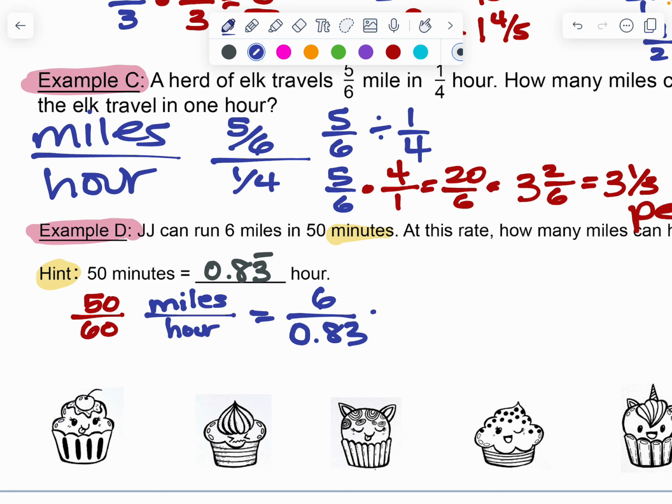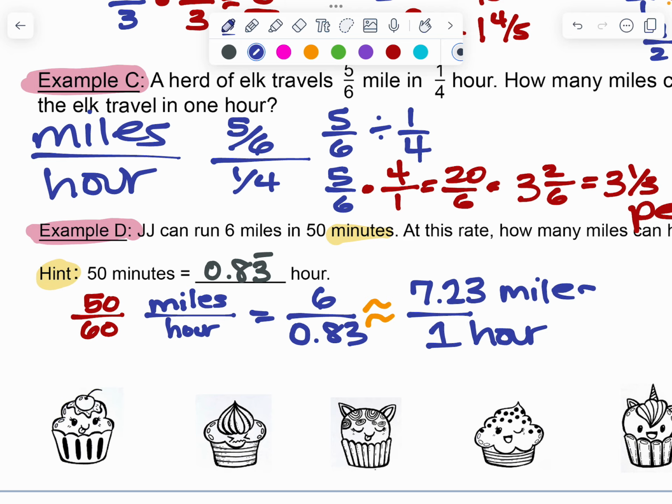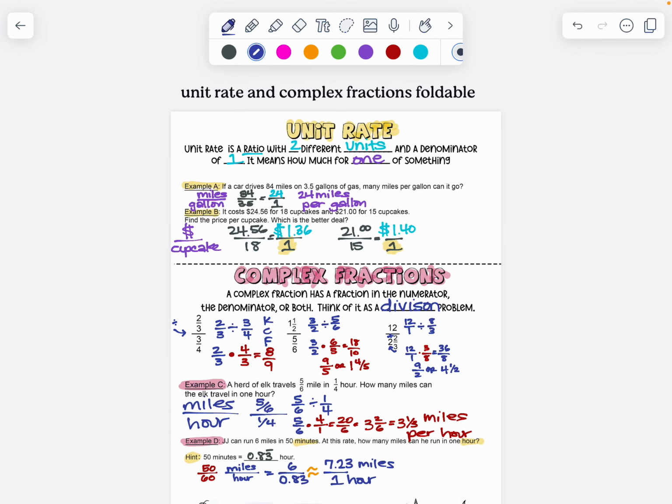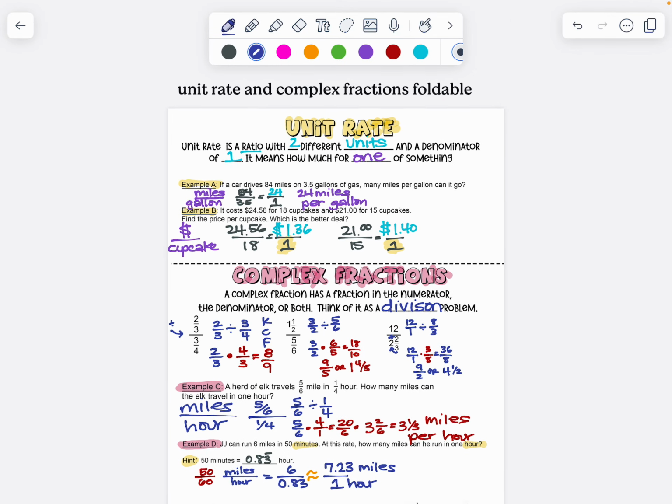So divide that because I want to get that down to 1 single hour. All right, if you divide, have you ever seen the squiggle sign right here? It doesn't come out nice and even, so I'm going to put approximately, because everybody's calculator works a little different. I got 7.23. And because it's up top in my fraction, that's miles per 1 hour. Look at that. Well done. All of those, even with all those complex fractions, are down to unit rate. Great job.